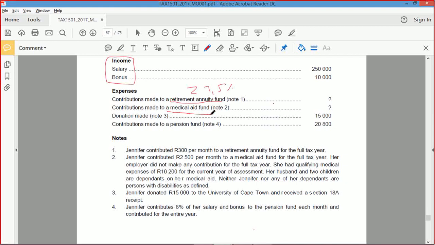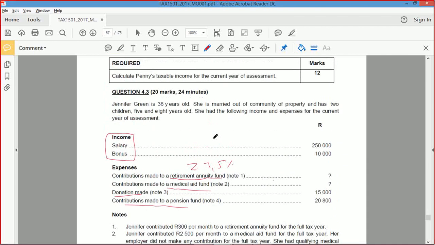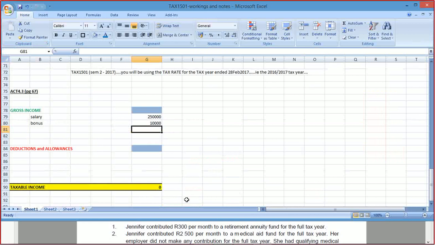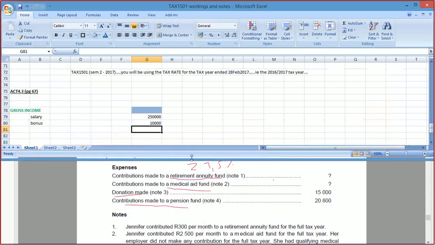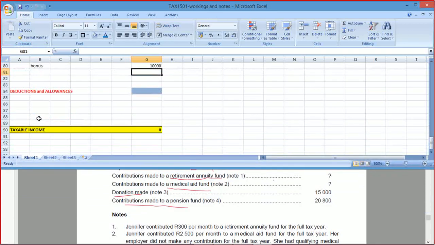Okay, she also makes a contribution to a medical aid fund. There's a donation made, note number 3, and there's a contribution made to a pension. Right, so there's 4 notes, there's 4 expenses. Where am I going to put those expenses? They're going to be considered deductions. We know donations, medical, retirement, and pension all meet the definition of a general deduction. Do you agree? Yeah. Okay, so let's put that in.